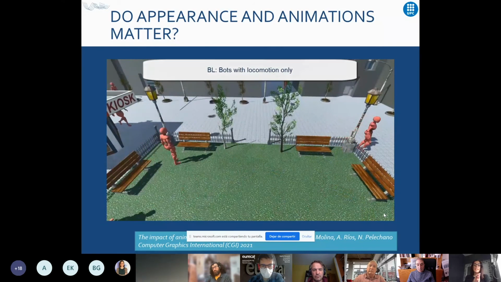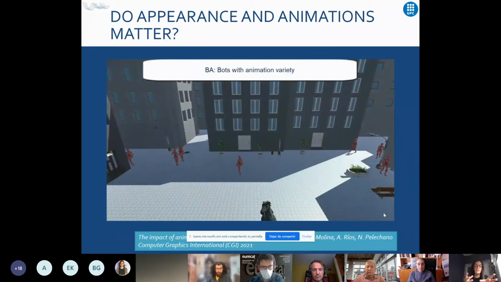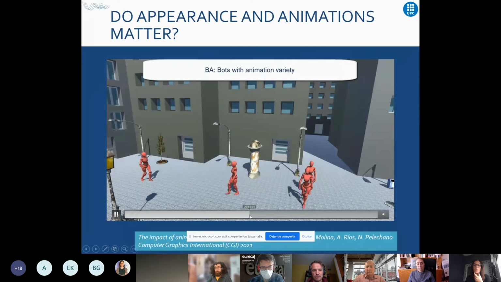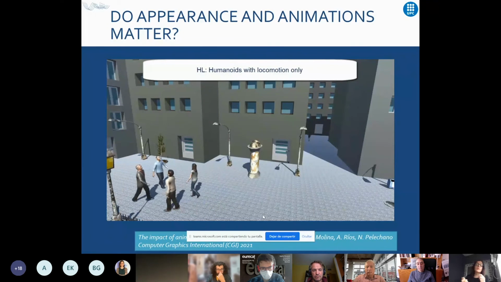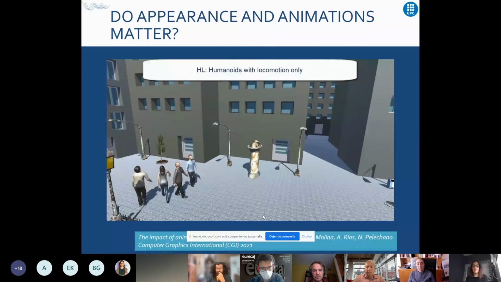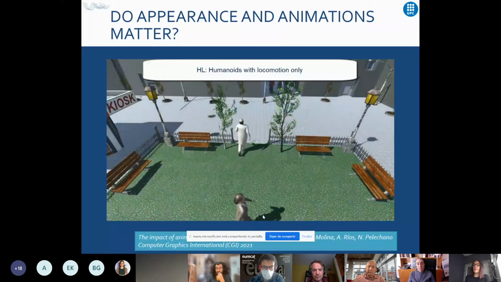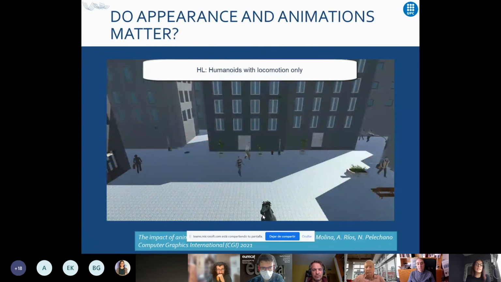And we compare, like you can see here, bots with locomotion only. Then we have the bots with animation, so they're sitting down, talking on the phone, gesturing with others. They start to bring a bit more life to this virtual environment. Then we do the same, but with humanoids. So we have people that only walk around, and maybe when they encounter others, they might just stop in place without any kind of interaction with the others or with the environment. So for instance, here we see a person just walking towards a bench and stopping there without sitting down.